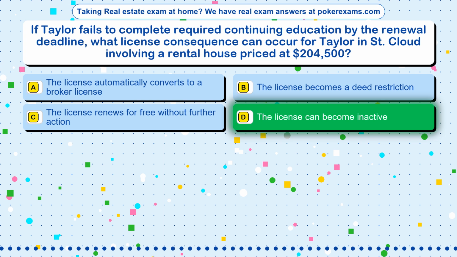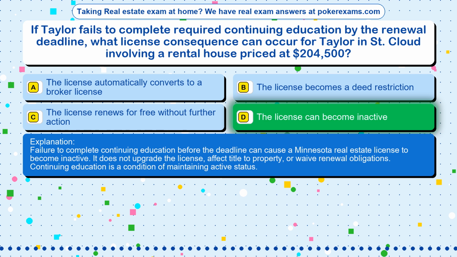The correct answer is option D. The license can become inactive. Failure to complete continuing education before the deadline can cause a Minnesota real estate license to become inactive. It does not upgrade the license, affect title to property, or waive renewal obligations. Continuing education is a condition of maintaining active status.